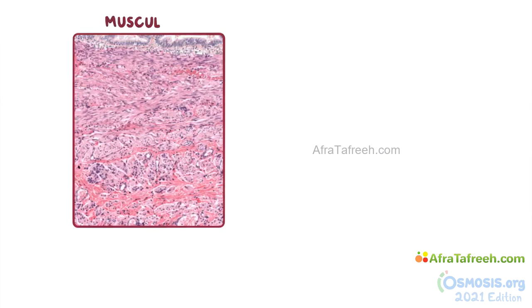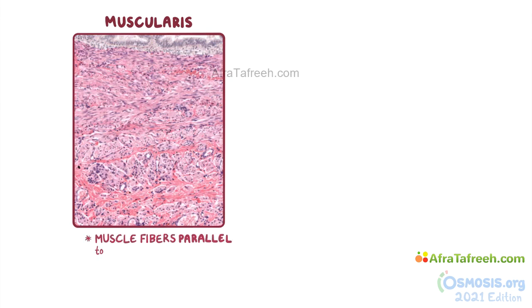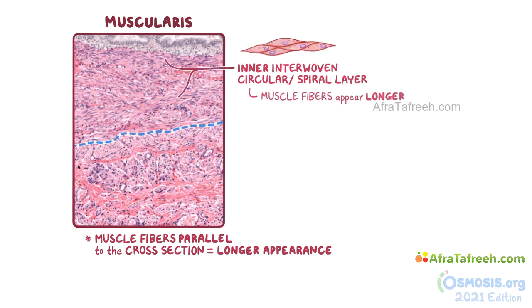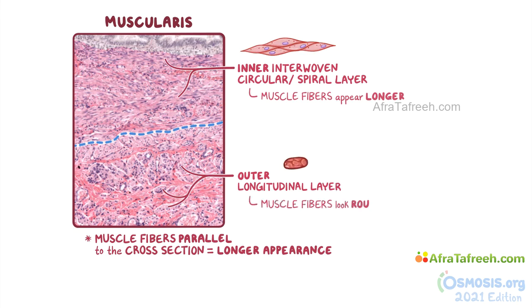In this image of the muscularis, it's easier to identify the 2 layers of smooth muscle that make up this layer. Since this image is a cross-section of the fallopian tube, muscle fibers that are parallel to the plane of the cross-section will have a longer appearance. As a result, the inner interwoven circular or spiral layer of smooth muscle will have muscle fibers that look longer, and the outer longitudinal layer will have muscle fibers that look more round.